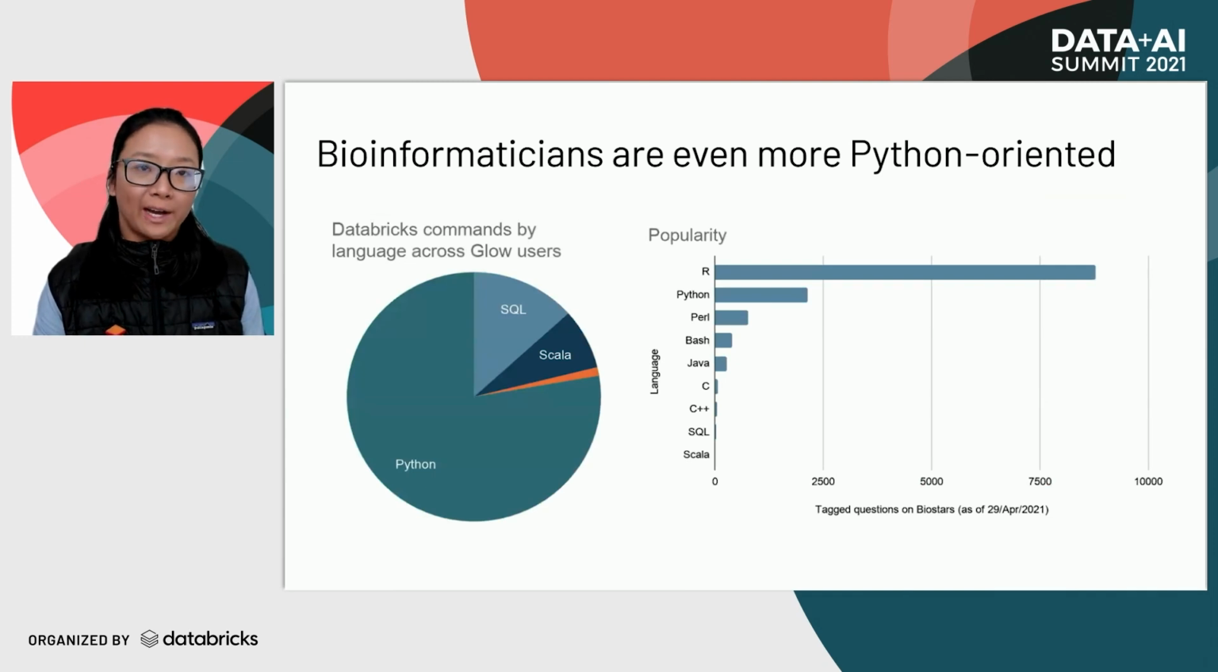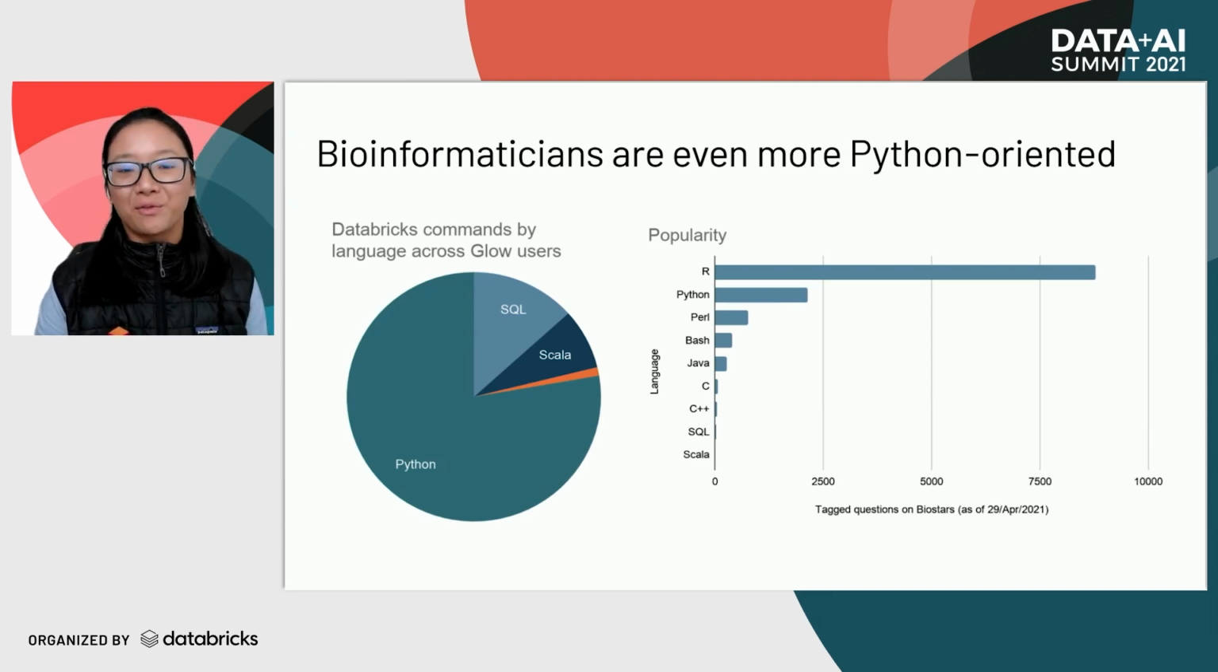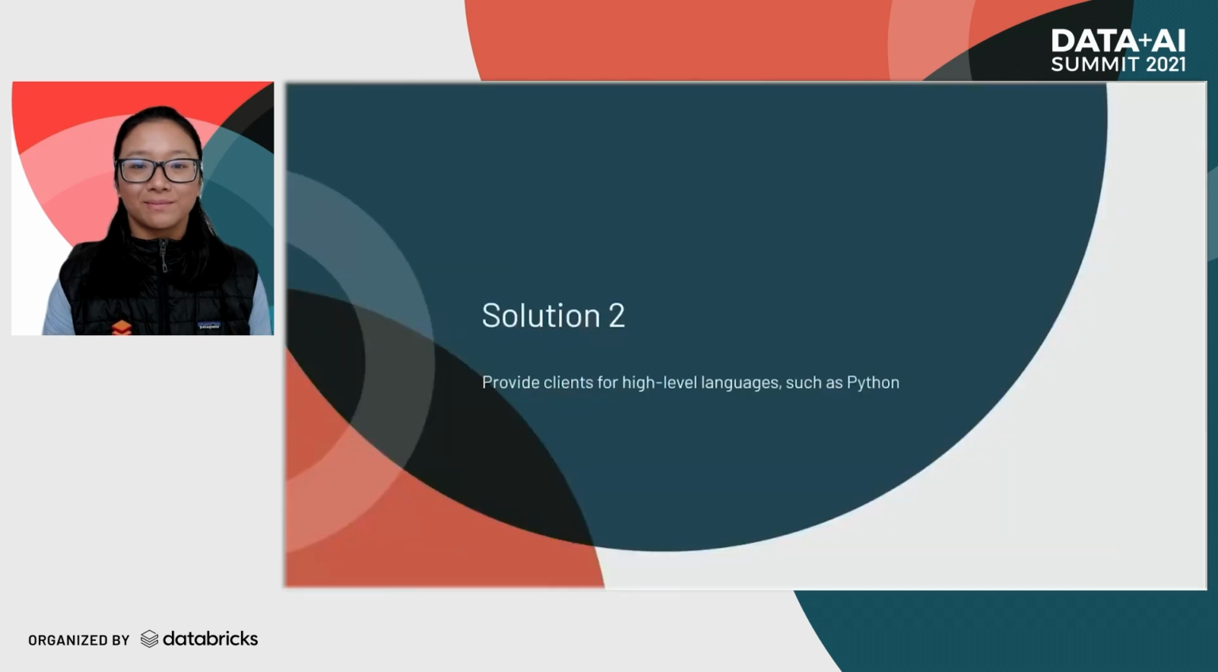When we capture the usage patterns of Glow users on Databricks, we see an even more significant bias towards Python usage. If we take a look at BioStars, which is a Q&A website for bioinformaticians, think along the lines of Stack Overflow, you'll see that this fits into broader trends. Bioinformatics is a field that traditionally does not write code in Scala. And to be fair, very few fields actually do. Instead, bioinformaticians are more comfortable in higher level languages like R and Python. This is representative of the fact that bioinformaticians are not traditional software engineers and are better characterized as data engineers and data scientists.